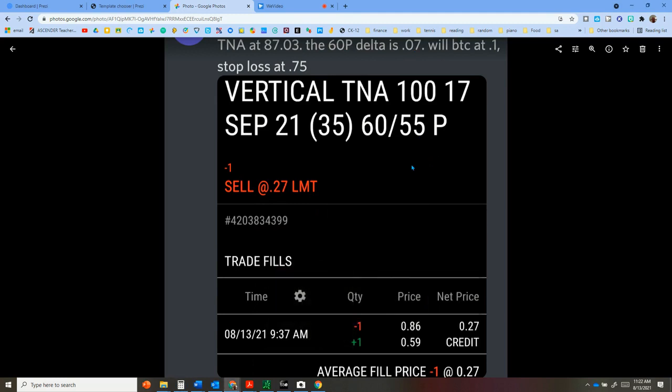And then I'm going to buy to close it at around 0.115, give or take. That's about 50% profit from the 0.27. And then we're going to do a stop loss at 3 times the premium received. And I put a stop loss at 0.75, just slightly below the 3 times premium.